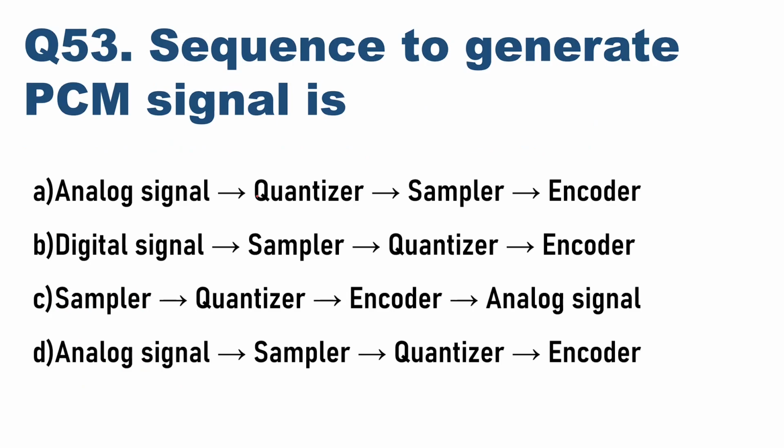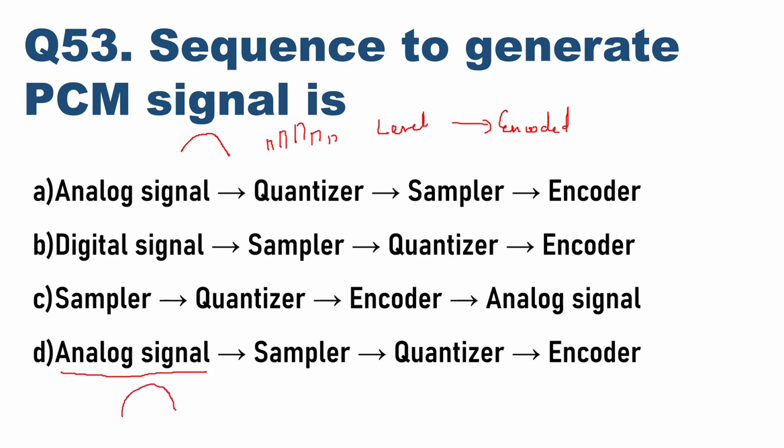The question asks for the sequence to generate a PCM, that is pulse code modulation, signal. In pulse code modulation, we have an analog signal. That analog signal will be converted into samples. Then it will be quantized to specific value levels, and then every level will be encoded and given a binary sequence, that is data. So it is analog signal, then sampler, then quantizer, then encoding. Among these four options, option D will be the right one, where you have first the analog signal.